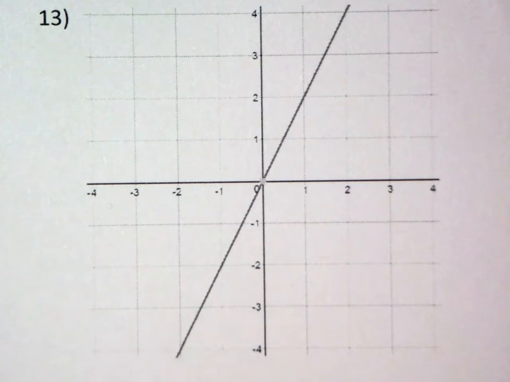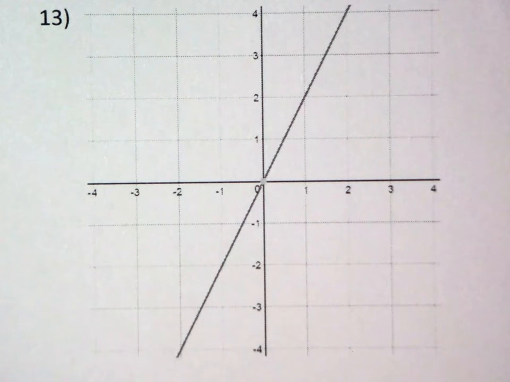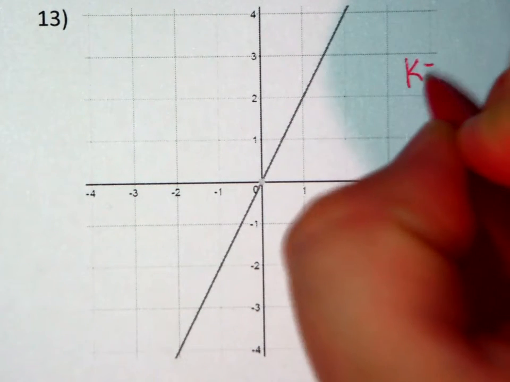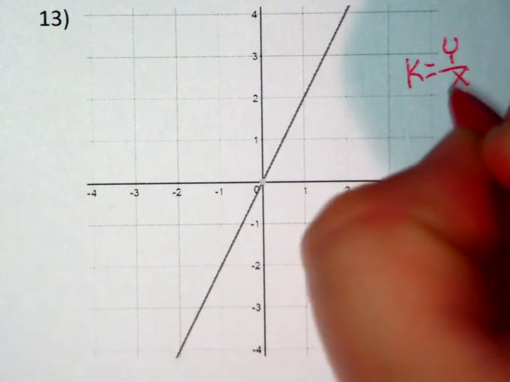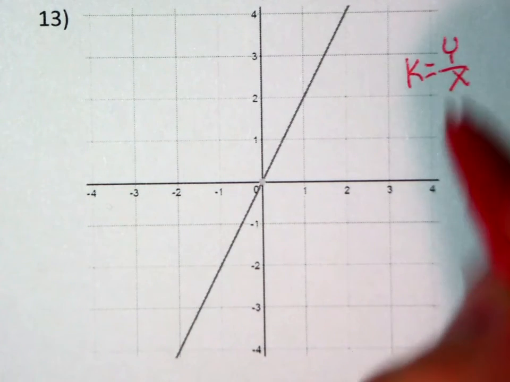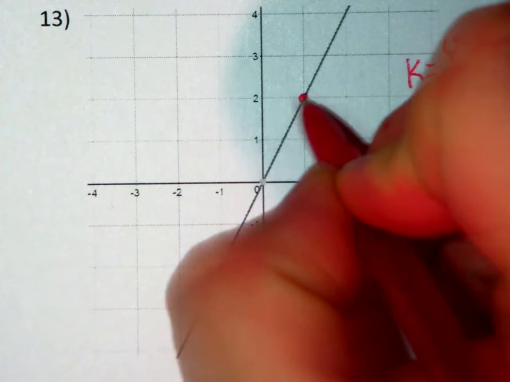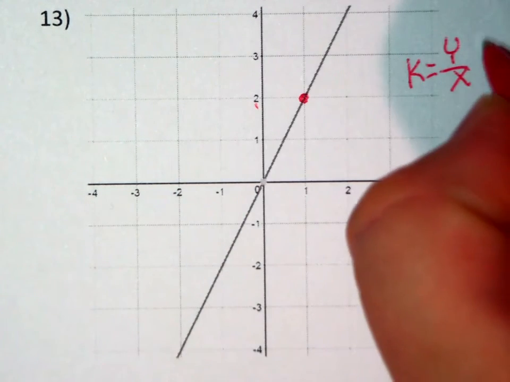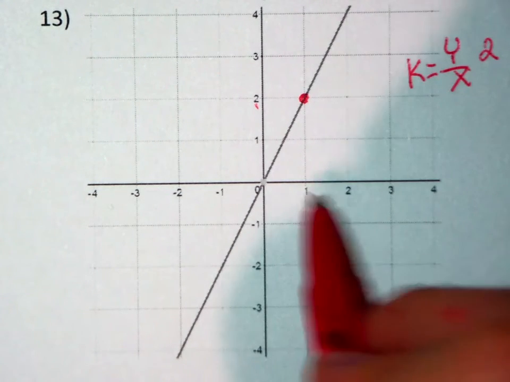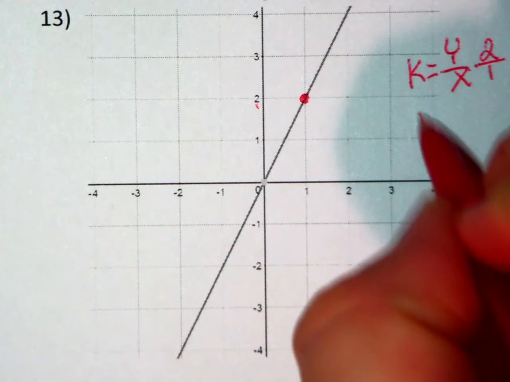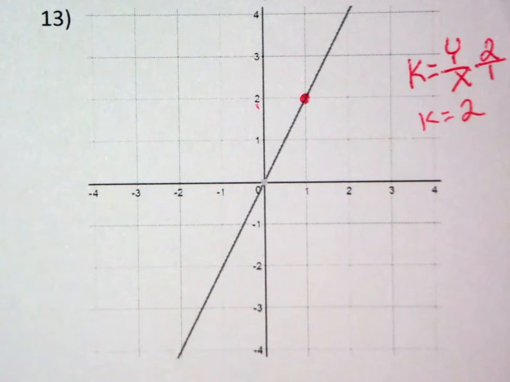So since it has direct variation, we can find the constant of change. Remember, constant of change is k equals y over x. So all I need to do is find a point in which this graph intersects a coordinate pair. Well, that looks like a good spot right there. Its y value is 2. Its x value is 1. So my k equals 2.